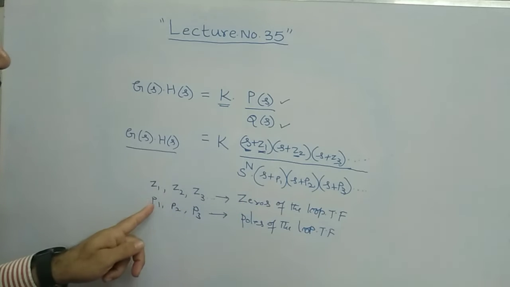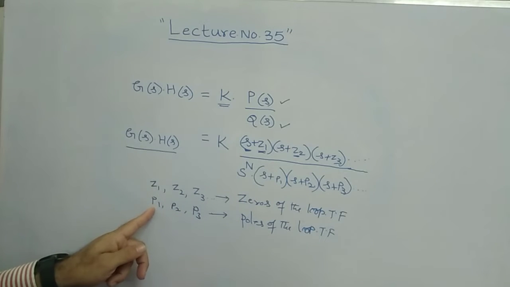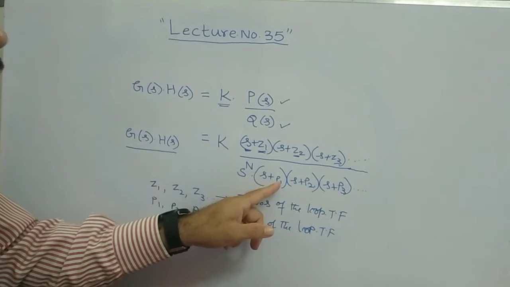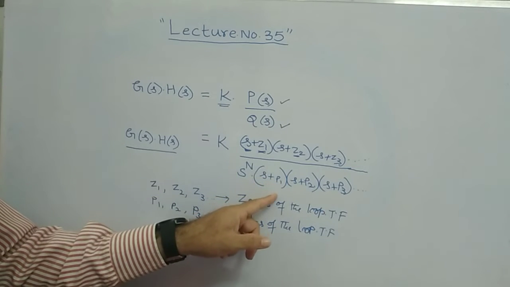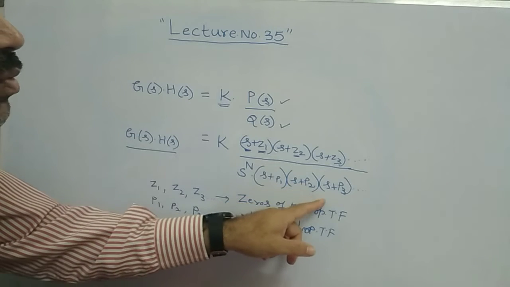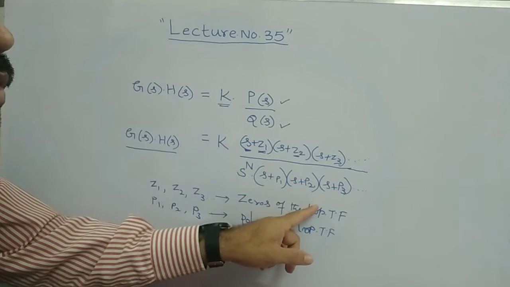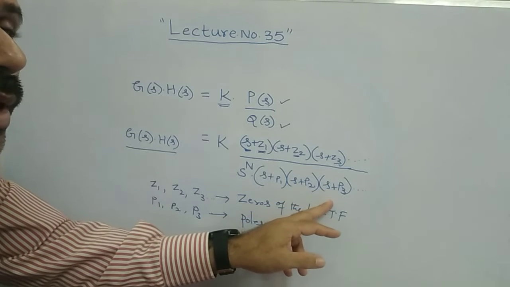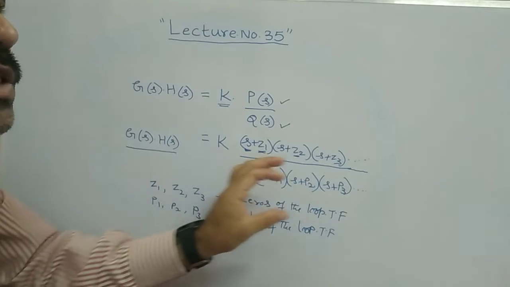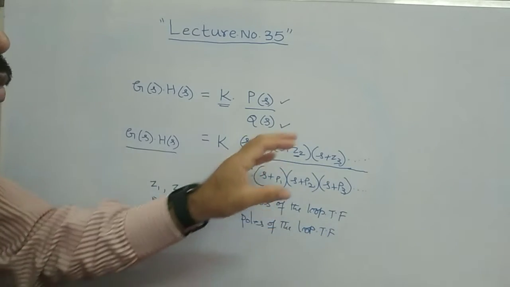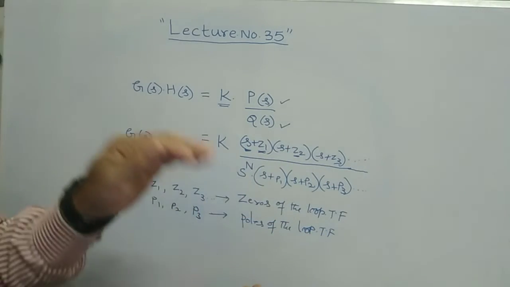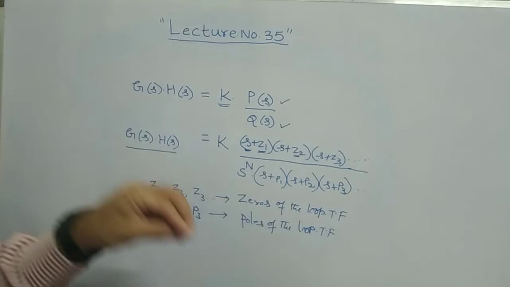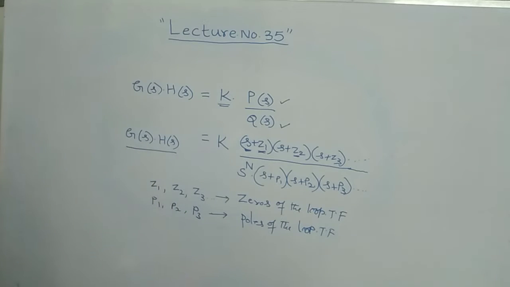These are nothing but the values of s. If you equate s plus p1 equal to 0, then s is equal to minus p1. If you equate s plus p2 equal to 0, then s equal to minus p2. So s equal to minus p1, minus p2, minus p3 and so on and so forth. All these s values are called the roots of the denominator polynomial, and these roots are called the poles of the loop transfer function.